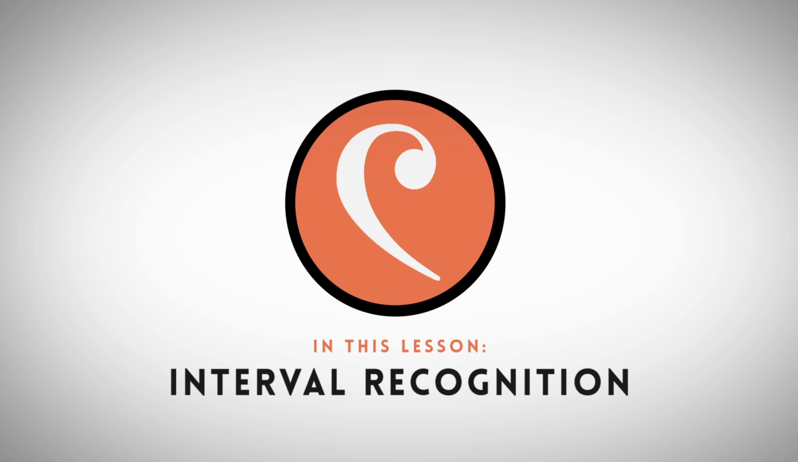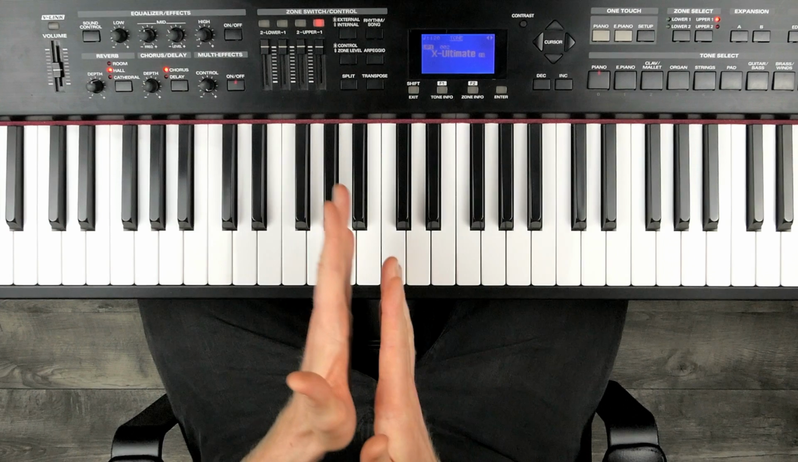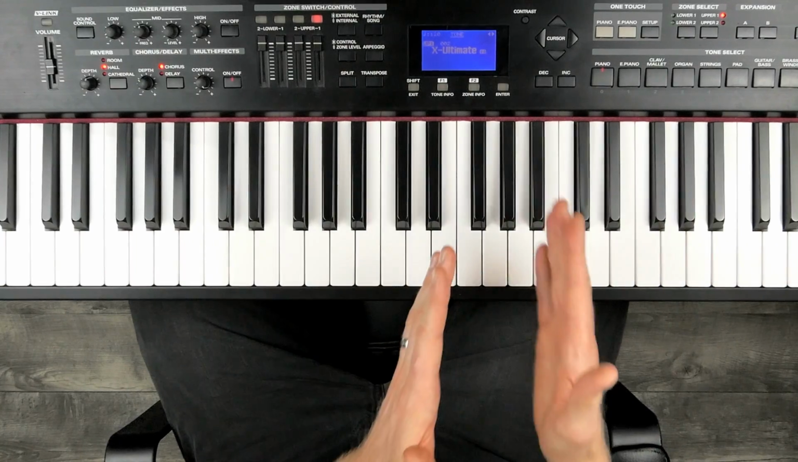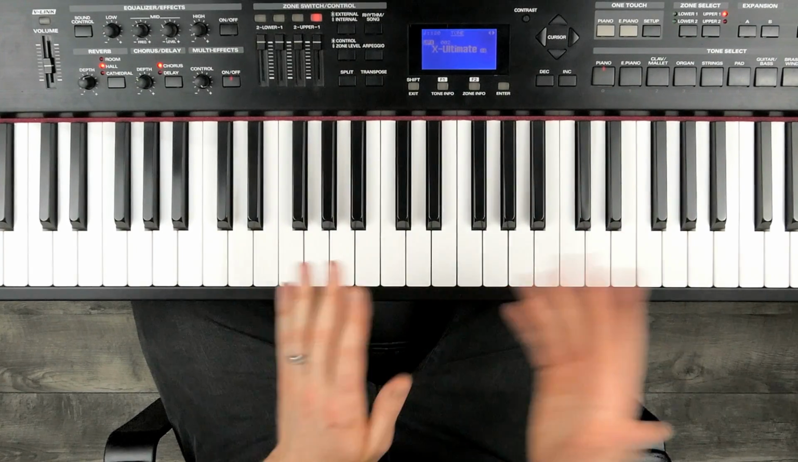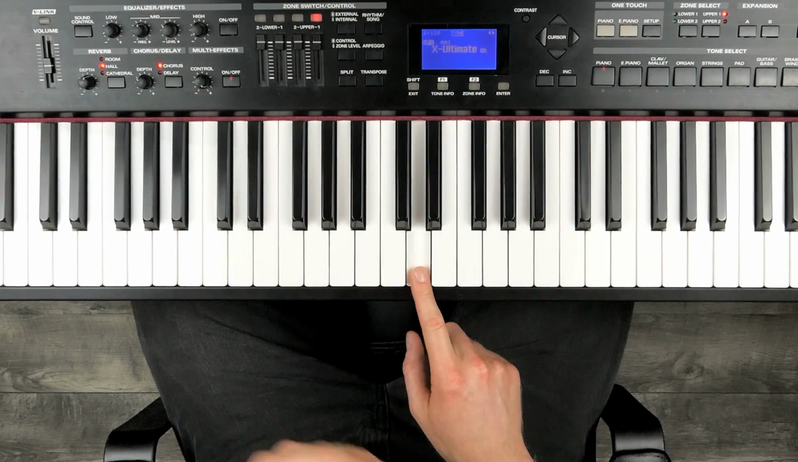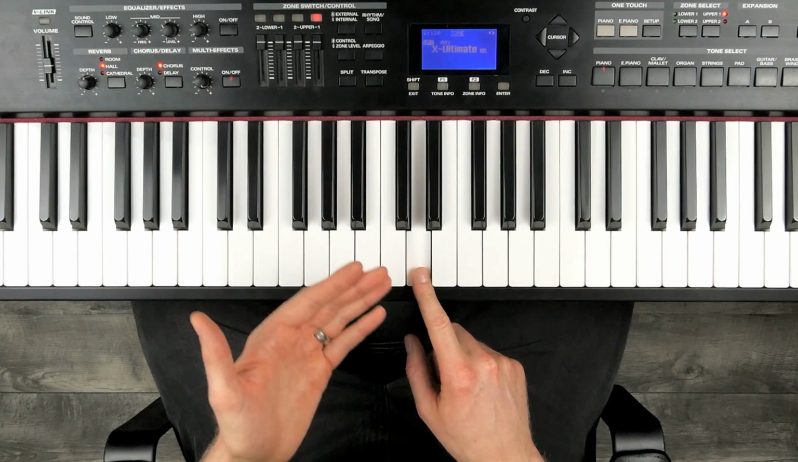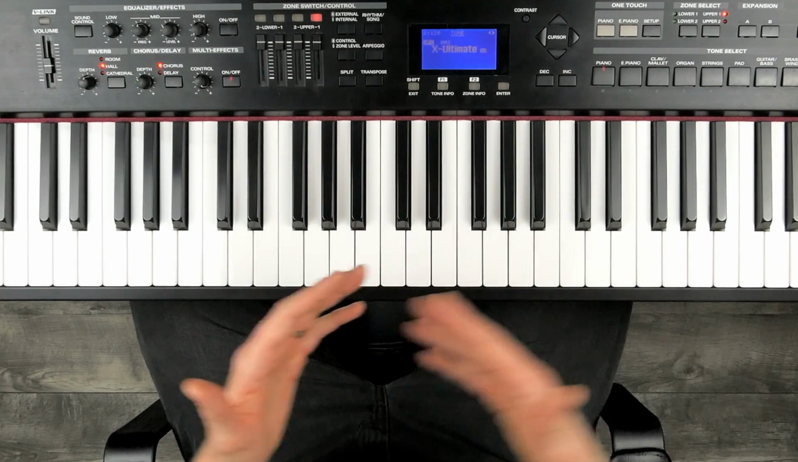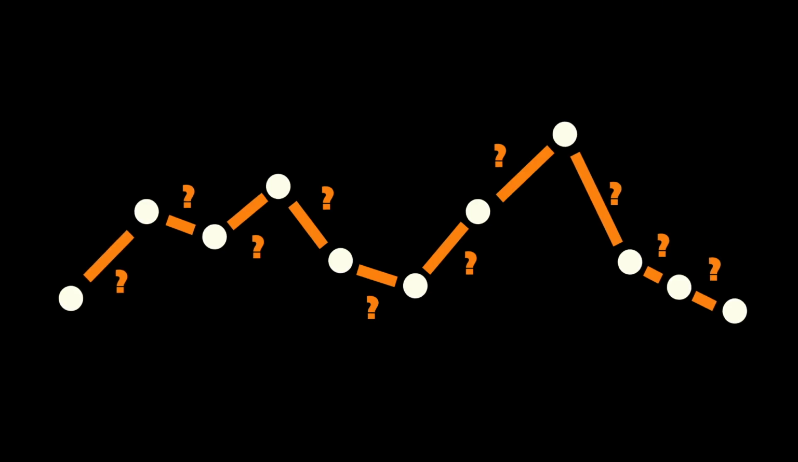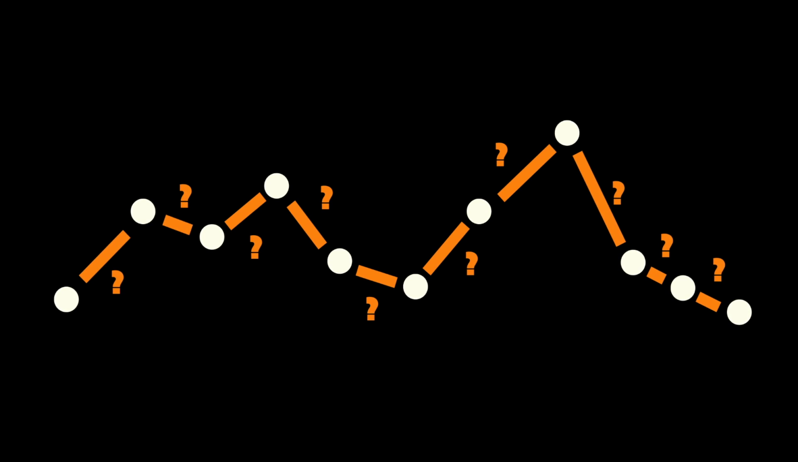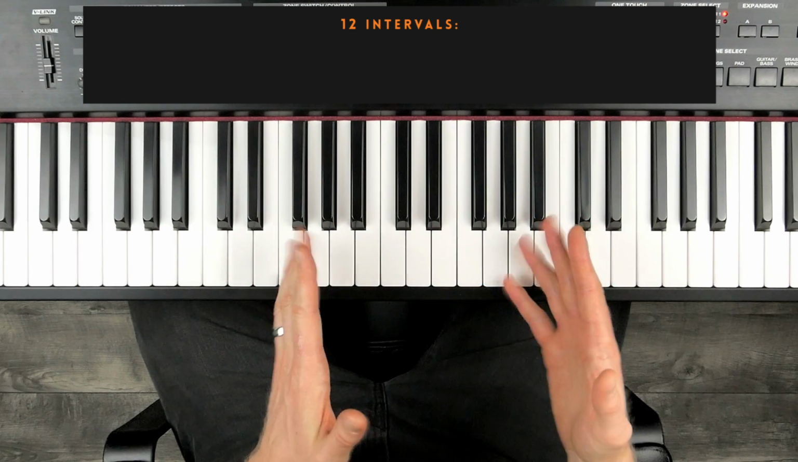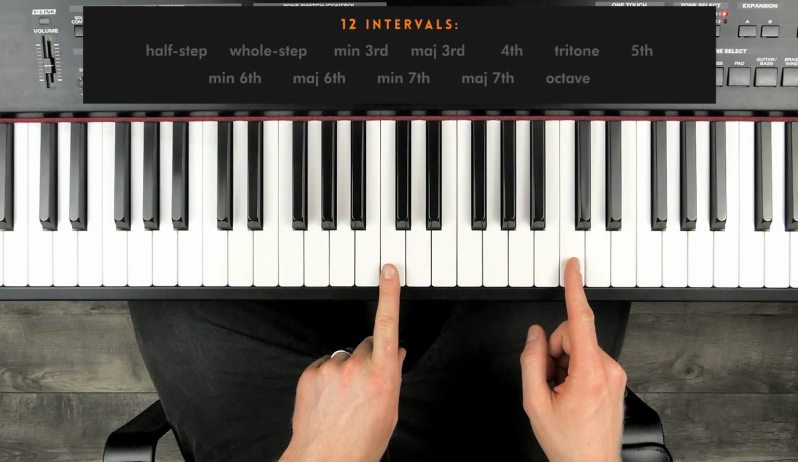Now, interval recognition is basically when you identify the intervals between different notes in a melody. So every time 2 notes are played, an interval is created between them, and we can learn the sound of these different intervals, and you can track a melody as it moves just by listening to the intervals between each note. Now there are 12 intervals that exist within the octave.